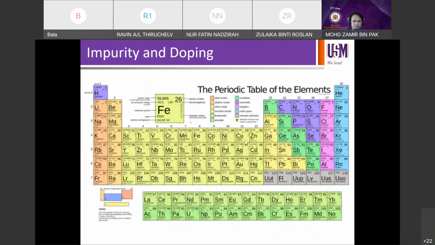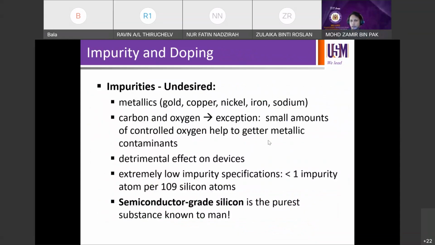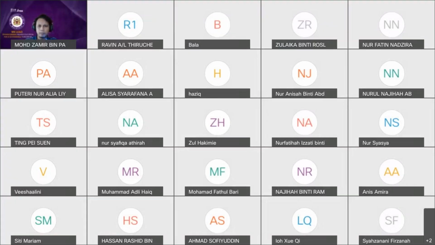So we're going to stop here. We're going to continue with impurity and doping in our next class. Tomorrow, 9 a.m. So any questions so far? So now you can appreciate the concept of crystallinity, and the resistivity and conductivity of the three different classes of materials, insulators, semiconductors, and conductors. Okay? So no questions?